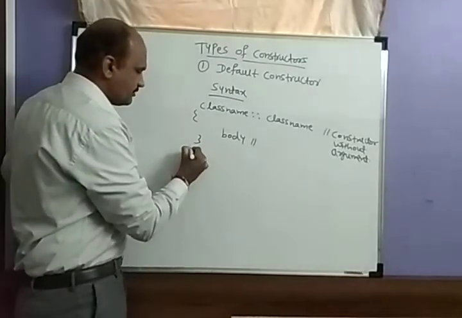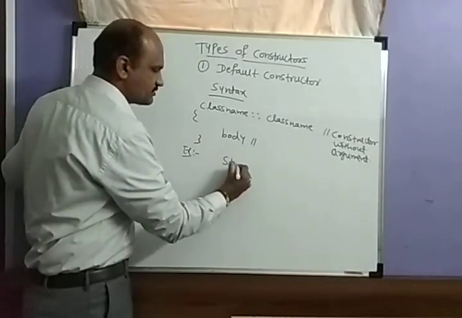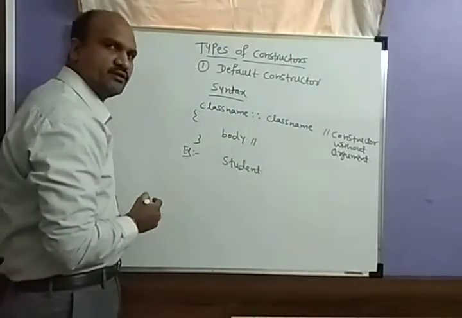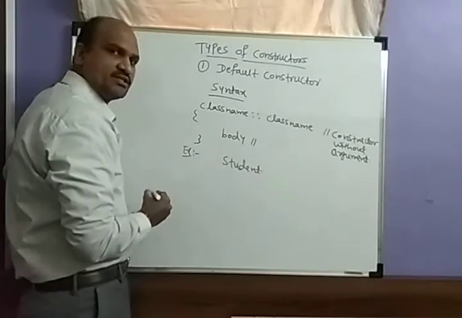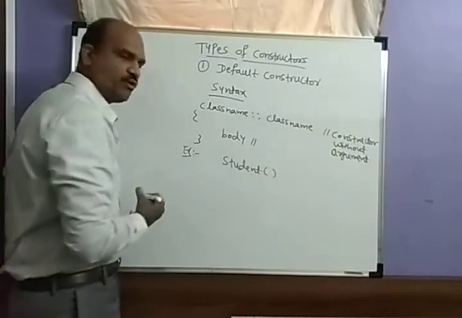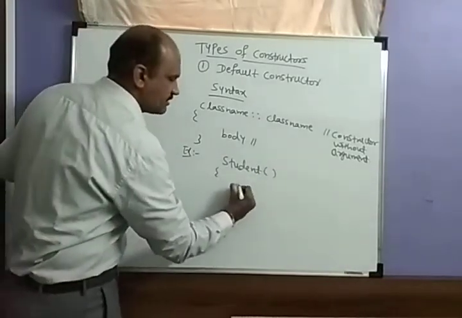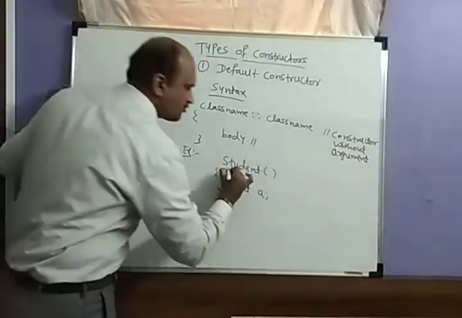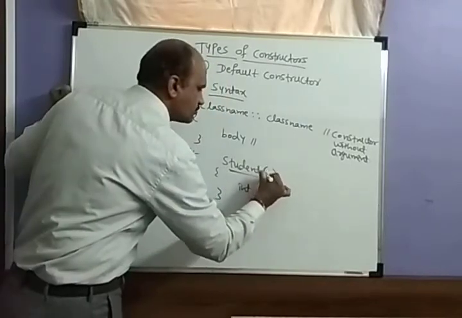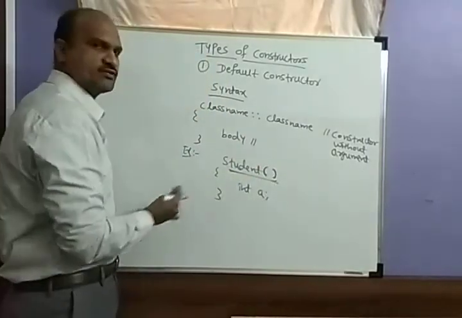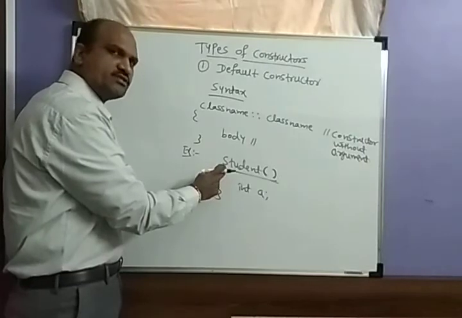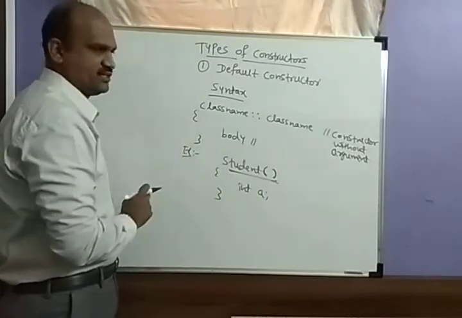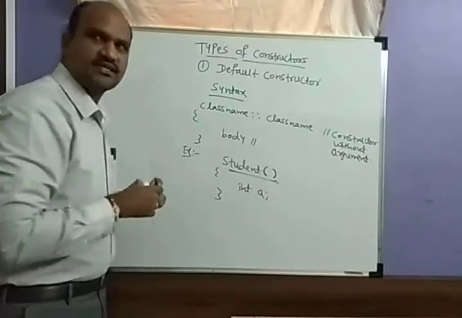For example, we write like this. If I write Student, this is using the scope resolution operator, that is when you are defining outside the public section. So this is the default constructor. Here we can write anything related to the body of the function. So this is called the default constructor, which doesn't have any arguments, only the name of the class, meaning the same name as the class name. This is what the syntax tells.